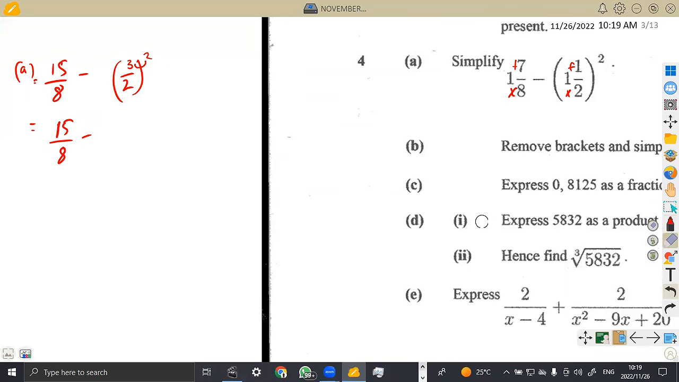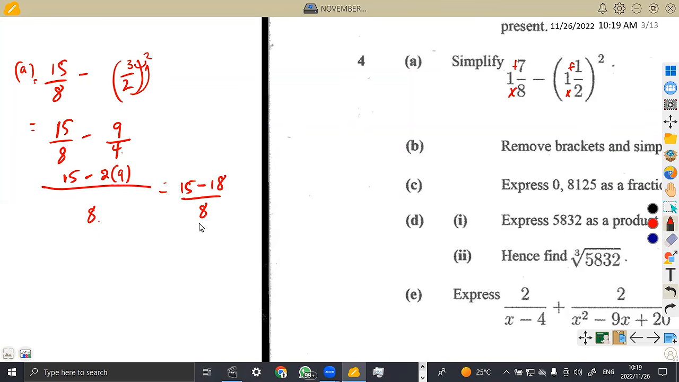So that's a minus here, not equal to. So that is going to be 9 over 2 squared, which is 4. So we can subtract. Remember, we have our LCM as 8. So 8 divided by 8, that's 1. 1 times 15, which is 15. Minus 8 divided by 4, that is 2. 2 times 9, which is 18. So this is going to be 15 minus 18 over 8. So 15 minus 18, that is negative 3 over 8.